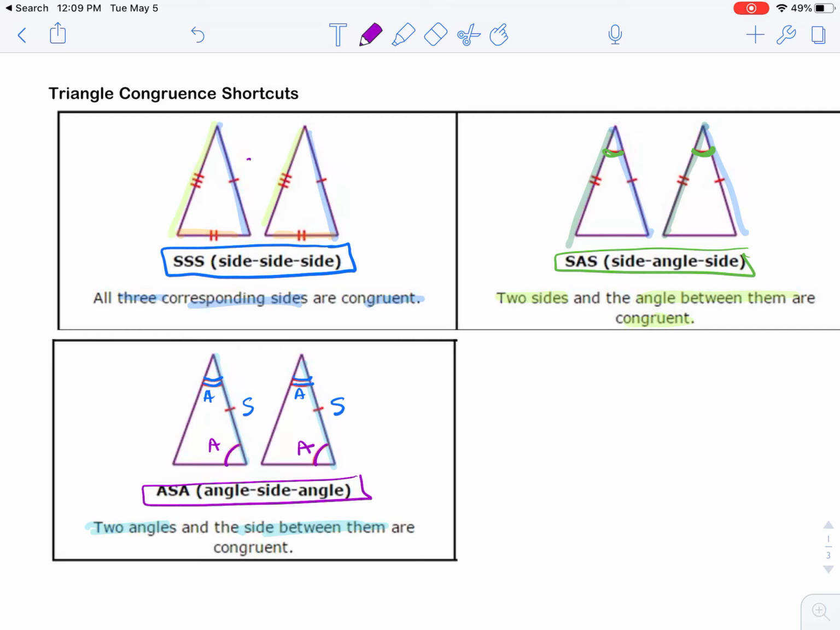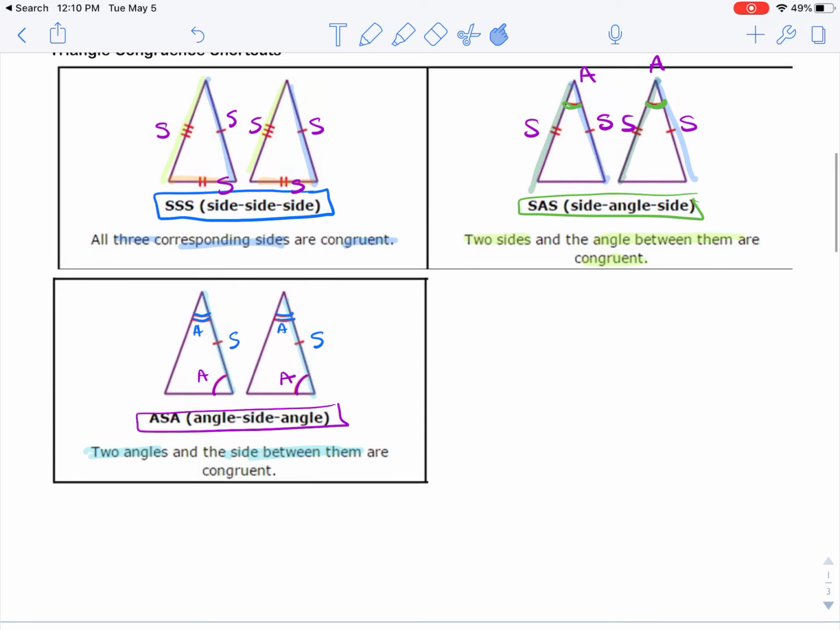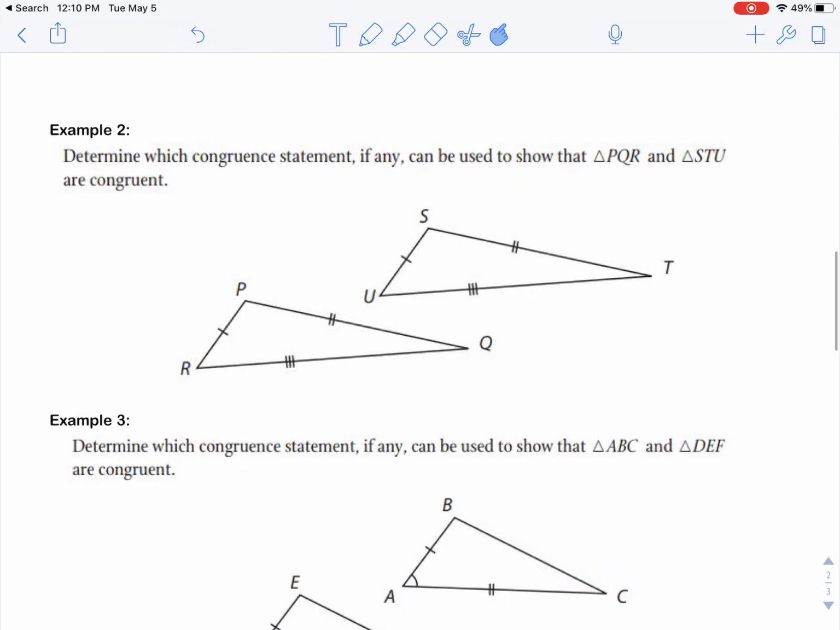Okay? So if I go back up top, all three sides, that's enough to say the triangles are congruent. If you have two sides and the angle between them, that's enough to say that the triangles are congruent. And the last one is if I have two angles and the side is in between those two angles, that's enough to say that the triangles are congruent. Okay? So we're going to be using those shortcuts to help us determine if triangles are congruent or not. So look at number 2.